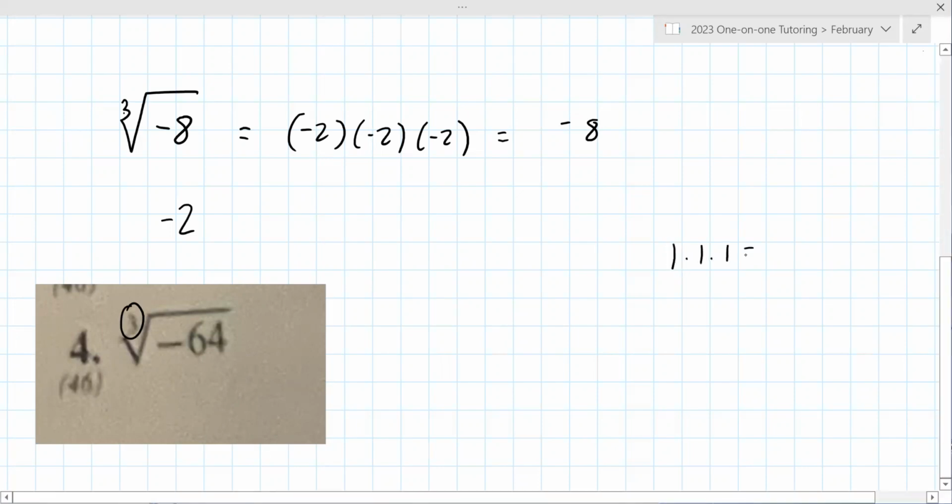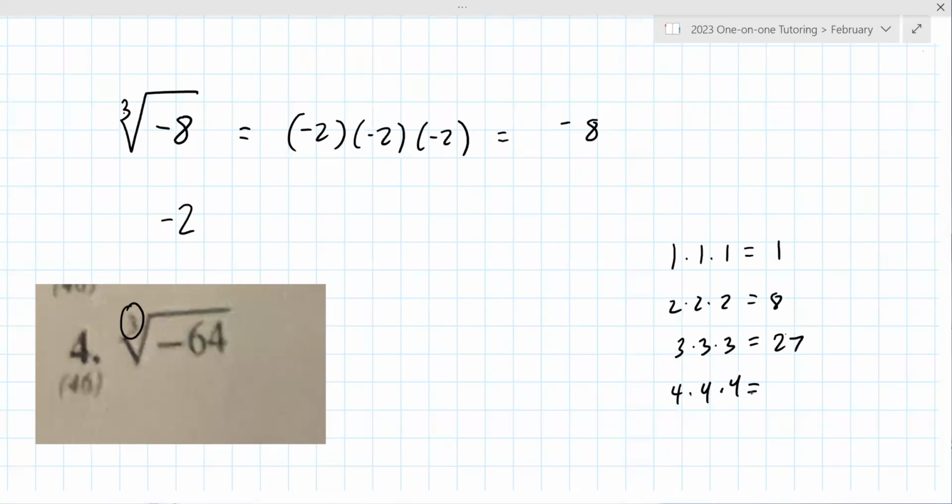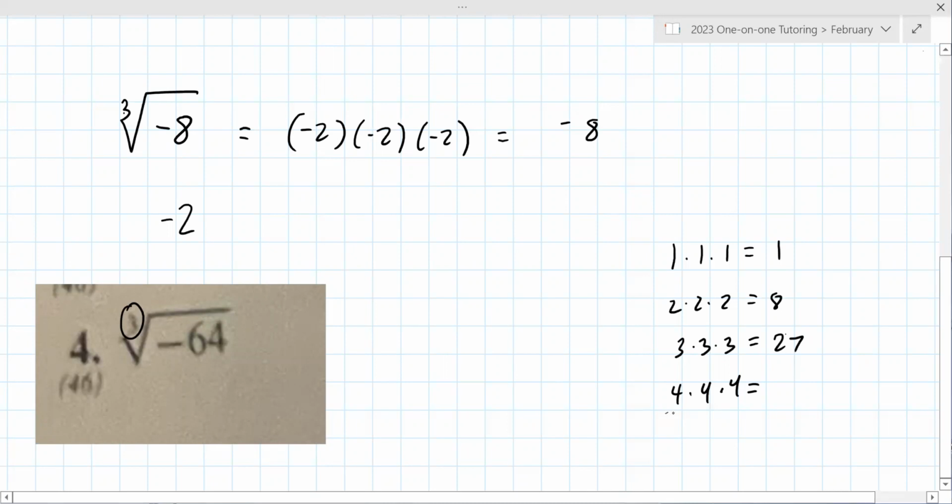1 times 1 times 1 is 1. 2 times 2 times 2 is 8. 3 times 3 times 3 is 27. What do you think the next grouping gets you to? So if you're not sure, go ahead. 64. Yes.